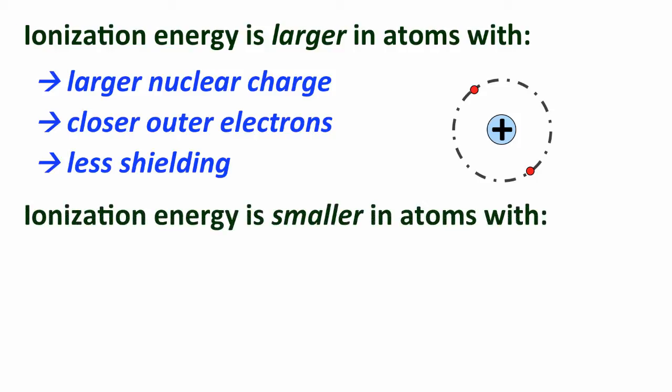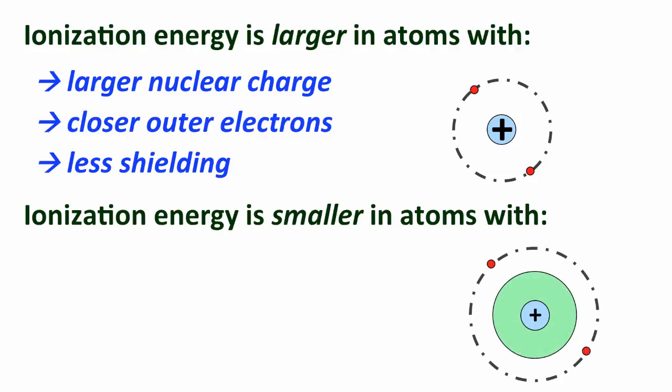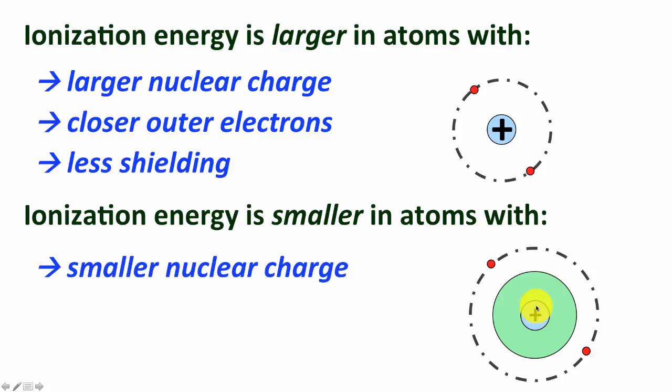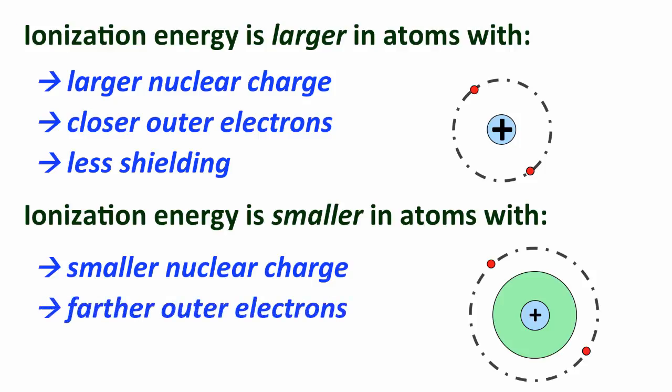What'll make ionization energy smaller is pretty much the opposite of that. If we have a smaller nuclear charge, that's going to make it easier to remove electrons, less energy required, lower ionization energy. If we have farther away outer electrons, they're going to be easier to remove because there's less attractive force. And if we have more shielding, that's going to reduce the effective nuclear charge, and that will make electrons easier to remove as well.